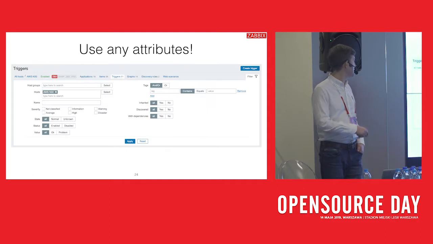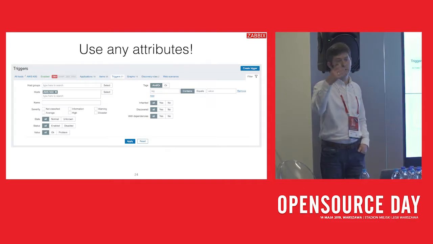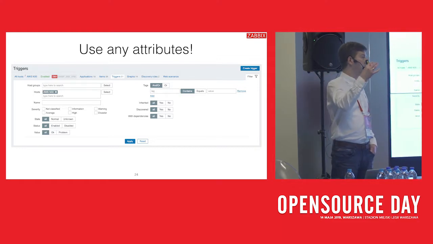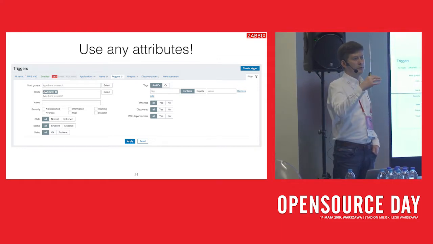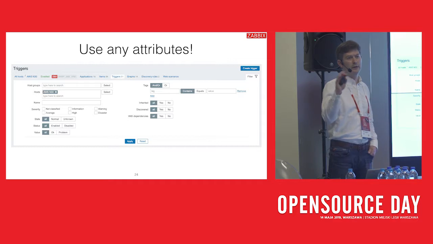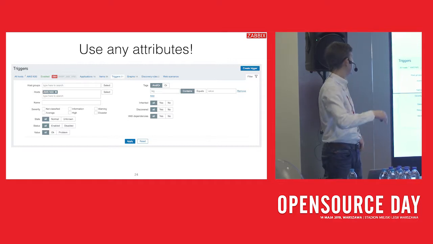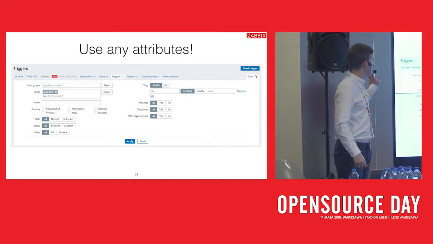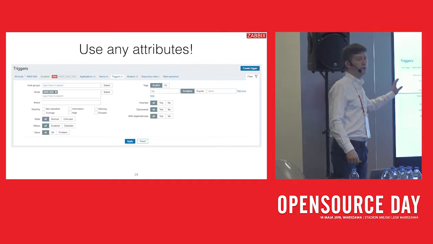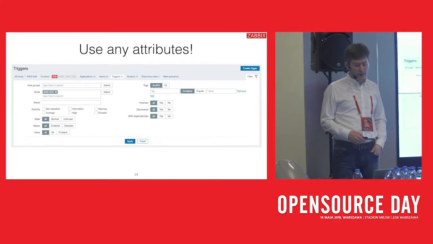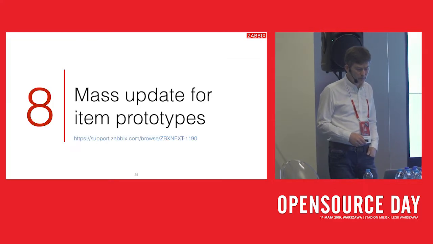A small feature, it's just an advanced filter in configuration of triggers. If you use Zabbix, you know that in the configuration of triggers, we didn't have any nice filter. But now it's very comprehensive, and it really gives you different types of filtering options. So you may select filter by different attributes.